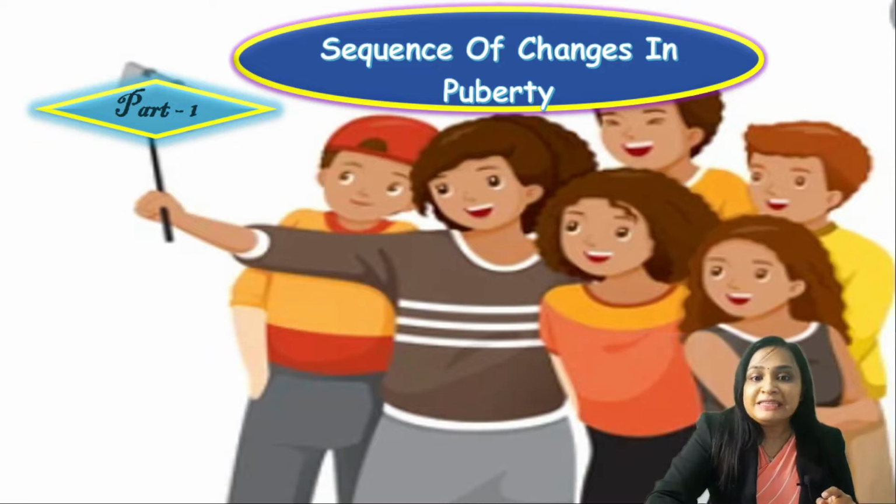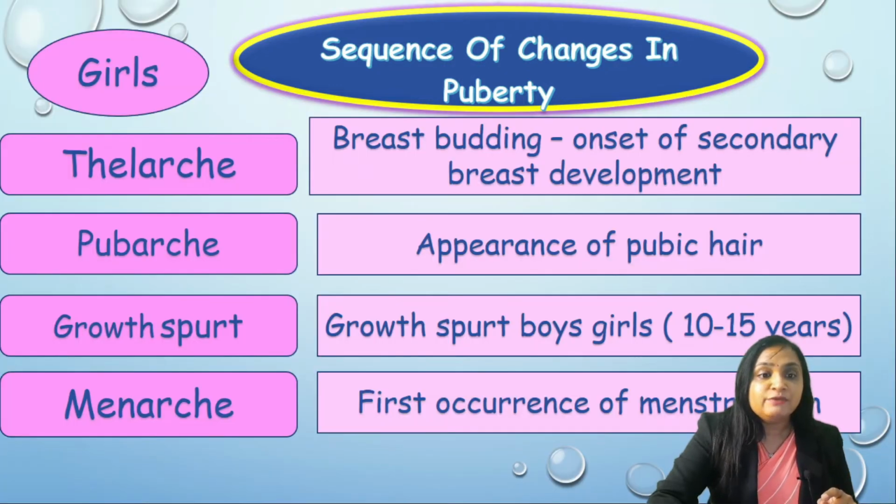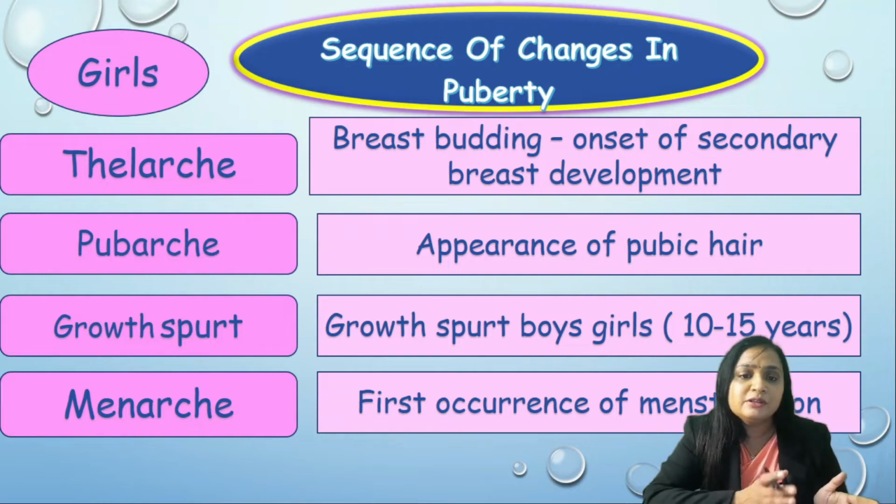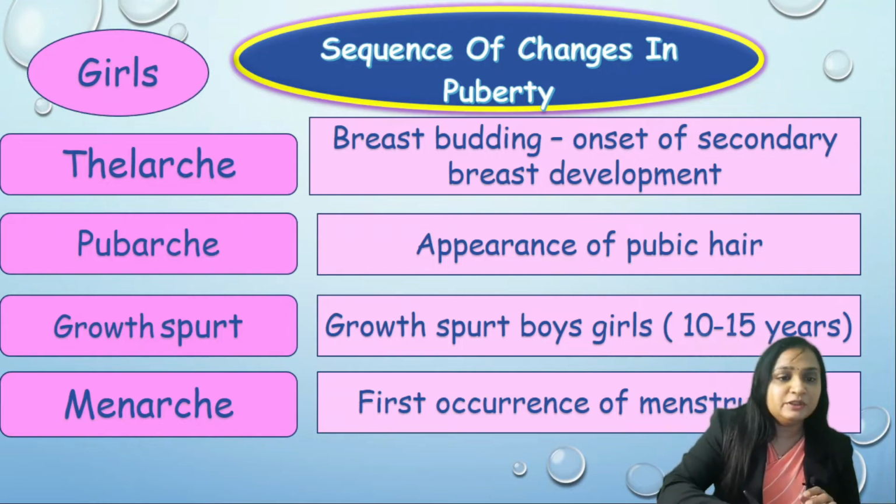So the first part is the sequence of changes in puberty. What happens and in which sequence does it happen? Obviously for girls the sequence of changes is different, and for boys it is different. So let us start with the girls.